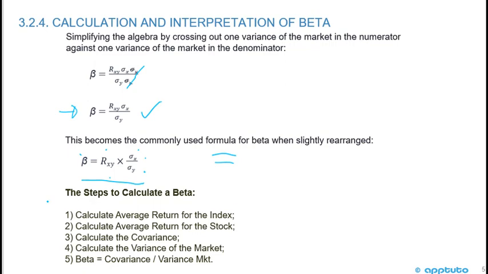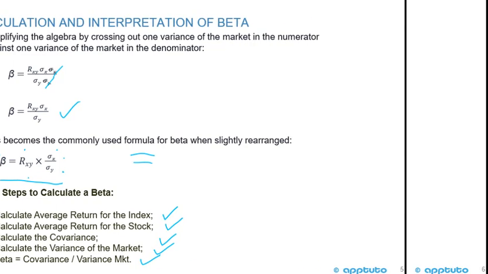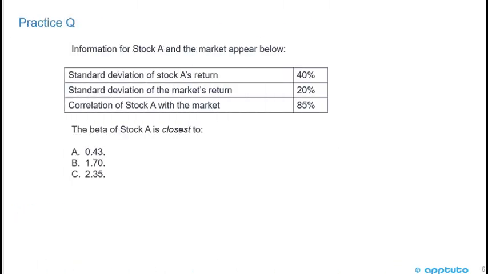So a quick little review here, the steps to calculate a beta. Number one, calculate the average return for the index, or it's given to you. Calculate the average return for the stock. Calculate the covariance. Calculate the variance of the market, and the beta equals the covariance divided by the variance. We're just going to finish this LOS with 3 quick practice questions to consolidate our understanding.